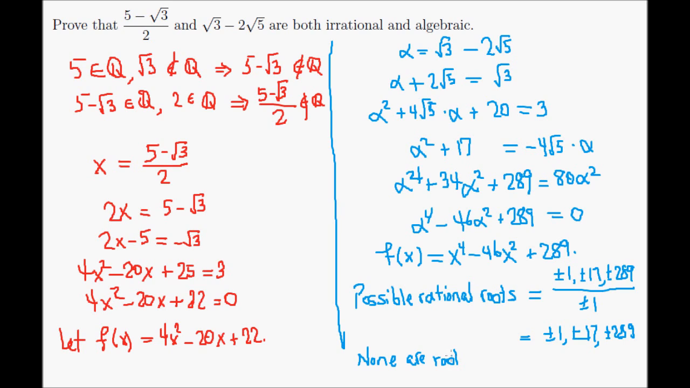So these are the only possible rational roots. None of them work, which means that the only roots that do exist must be irrational. So the root alpha is irrational. And so that's a way that the rational root test can be used to check that a number is irrational.